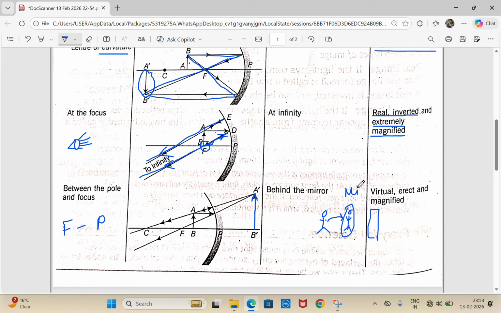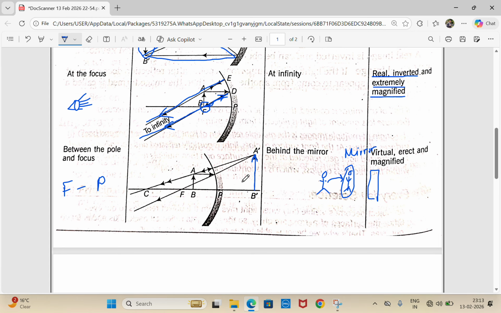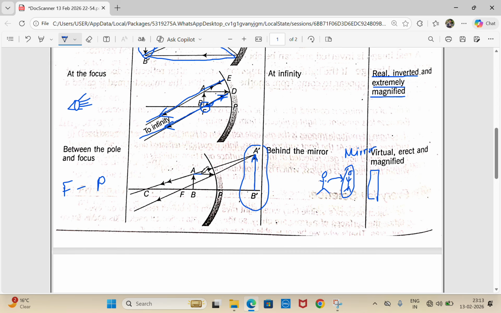So here in between focus and pole, if you keep an object, it will be virtual, erect, as we said earlier that virtual means it should be erect. So virtual, erect, and highly magnified. Here actually the dentists place the mirror in between the focus and the pole to get an enlarged image of the teeth. So this will be the fundamentals.